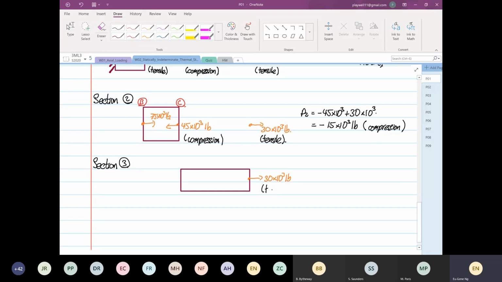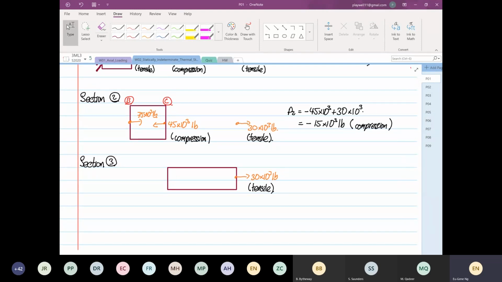Should we erase the 75 from the previous block? No, leave it there. Okay. So as long as you know why, in fact, if you want I can put all of them in. Okay, so it's okay, just leave it there, but you know that you don't need to consider it. I think that's more important than anything else. Okay, so finally we have P3, and P3 is, sorry, positive 30 times 10 to the power 3 pounds, and this is in tensile.